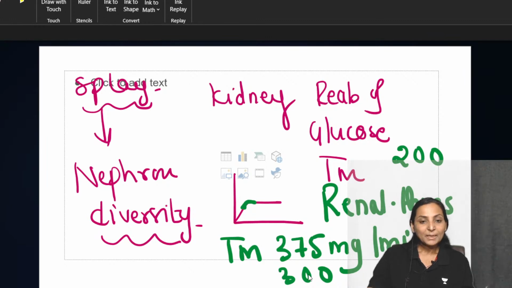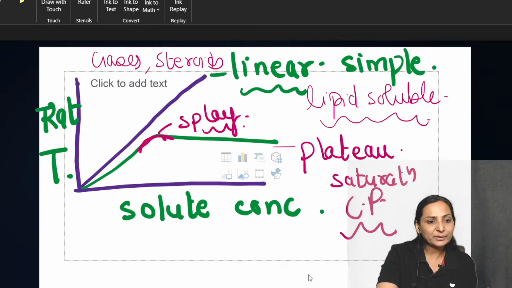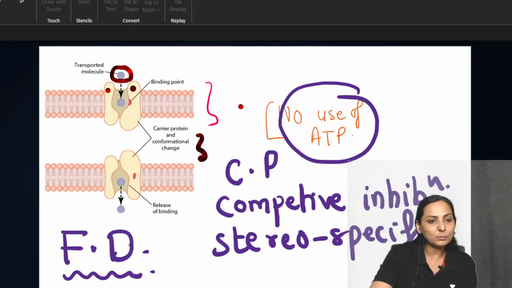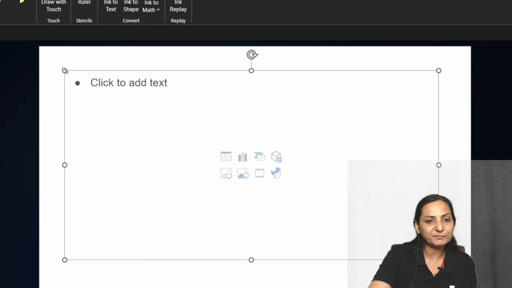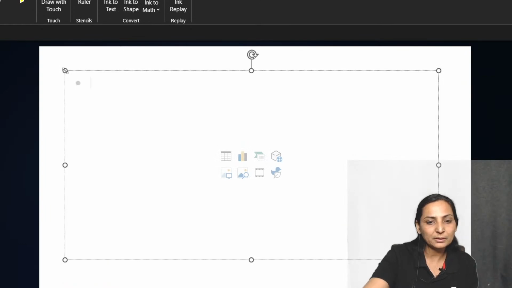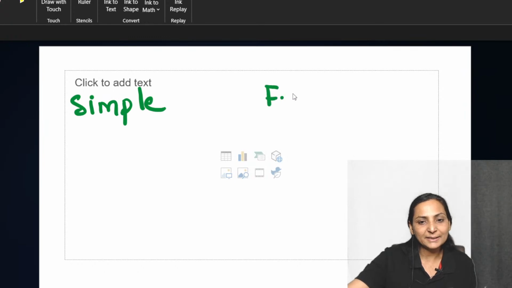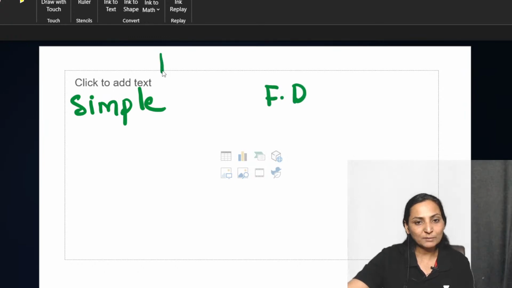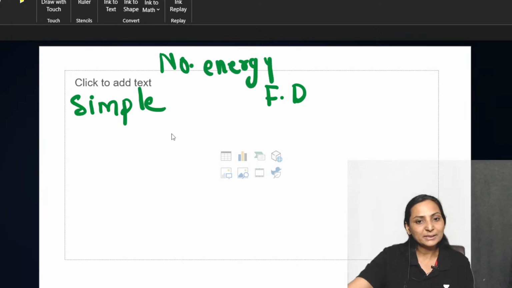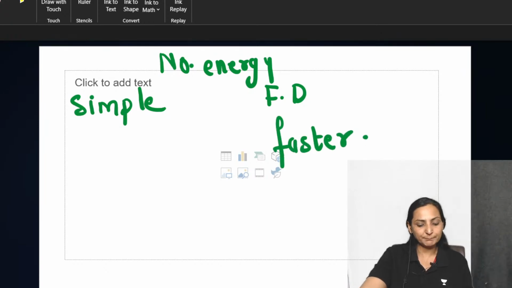Okay. Now, again, one important difference which we will be taking is between simple diffusion and facilitated diffusion. We know that both of them do not use energy, right? One important thing is that facilitated diffusion is faster as compared to simple diffusion.